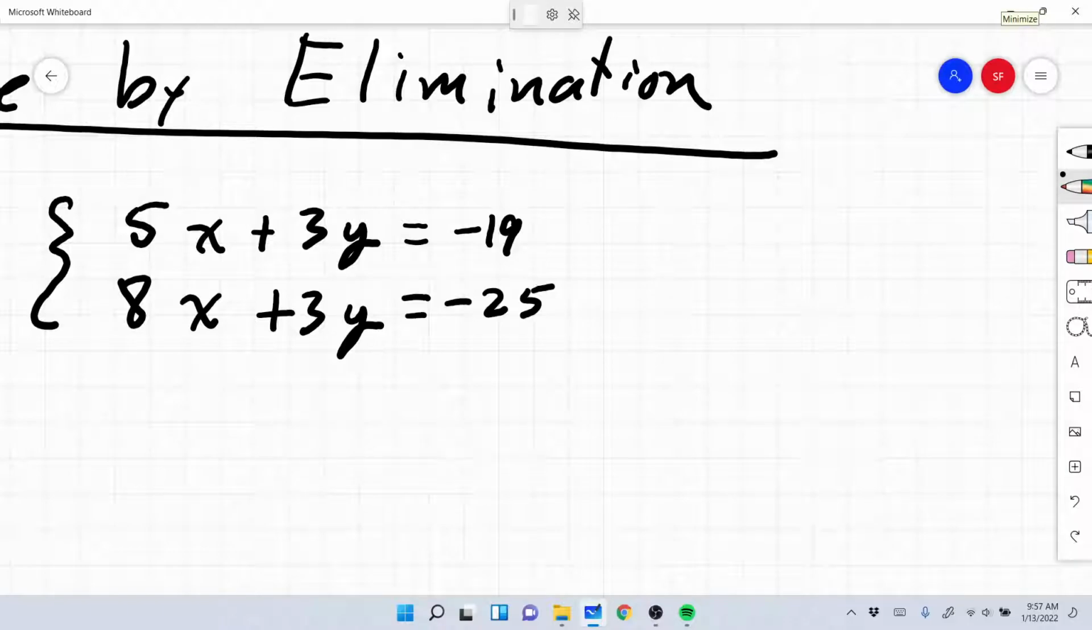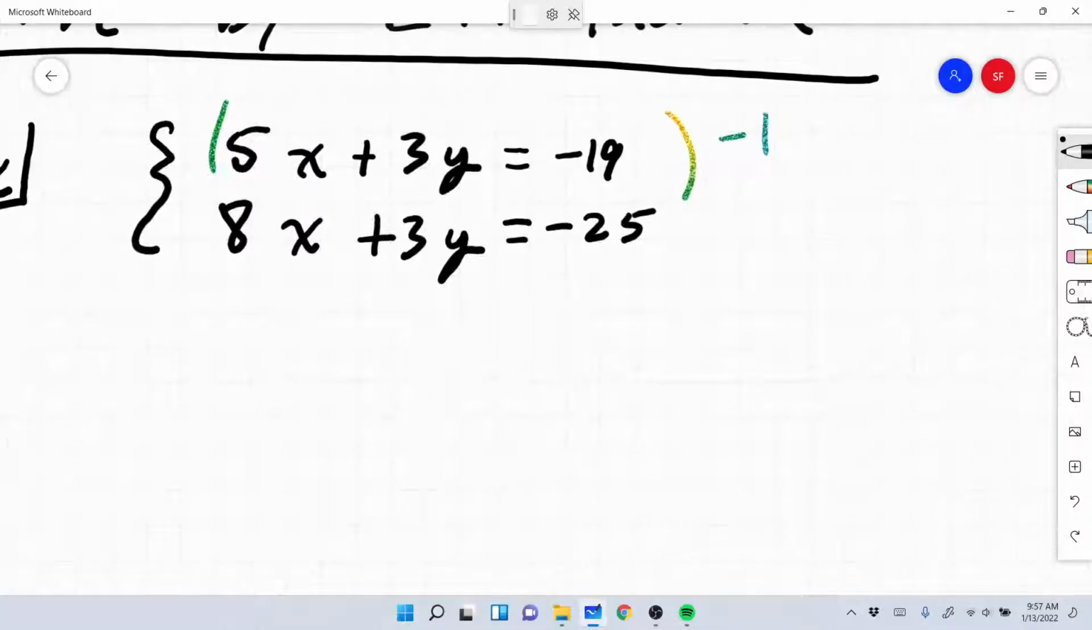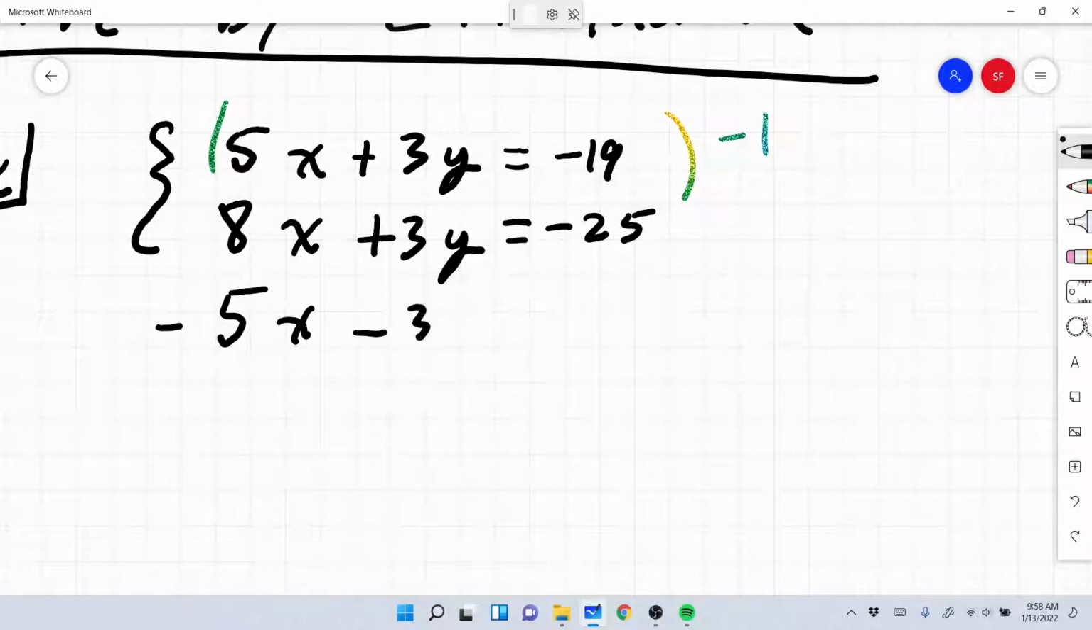Okay. So we're going to multiply this top one by -1. What's 5 times -1? -5. That's what I mean. Okay, good. -5x minus 3y equals positive 19.